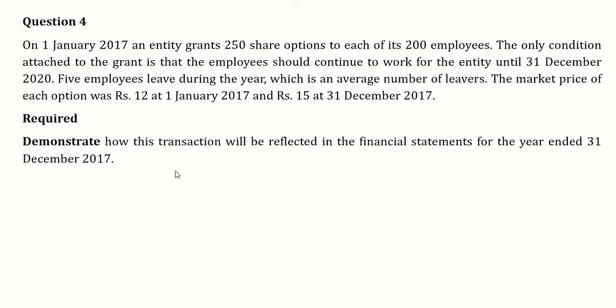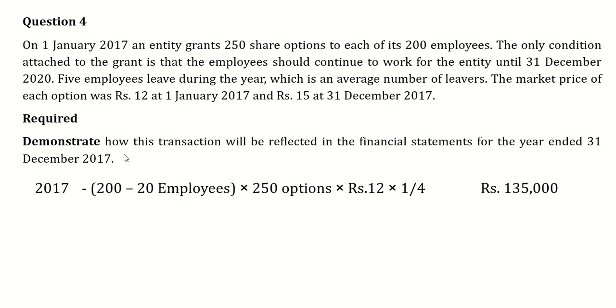So how do you calculate this? There are 250 share options, 200 employees, and 5 employees leave during the year, which you expect to be the average number of leavers. That means over 4 years, 20 employees will be leaving the company, right? So the number of employees is 200, and 5 employees will be leaving over a period of 1 year, which means for 4 years there will be 20 employees leaving.